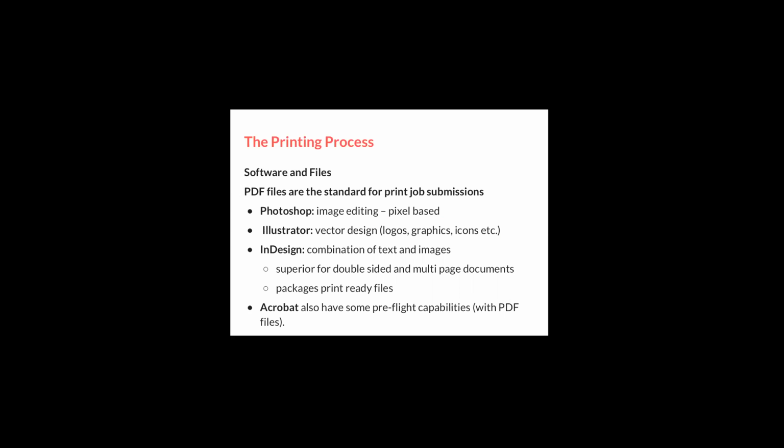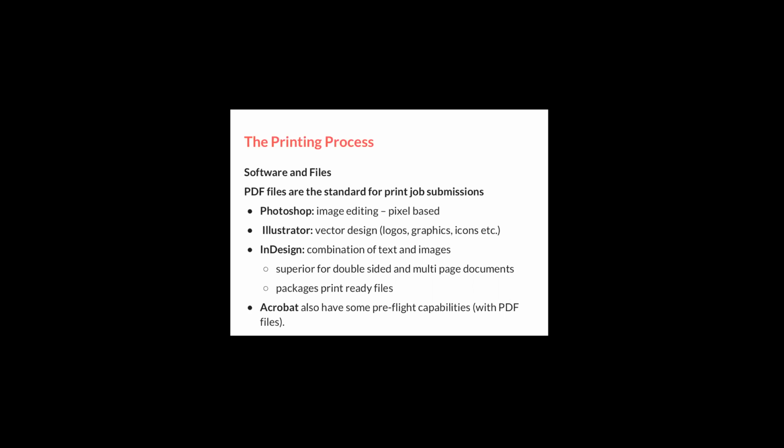Photoshop, we're talking about vector versus raster. Photoshop is a raster-based program, and that's where you do a lot of image editing. So it's pixel-based. Images are comprised of pixels, and you can manipulate the pixels for image editing. Illustrator is a vector-based program, and that's basically where you do logos and other graphics, icons, etc.